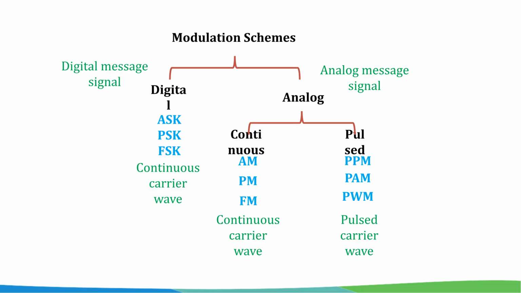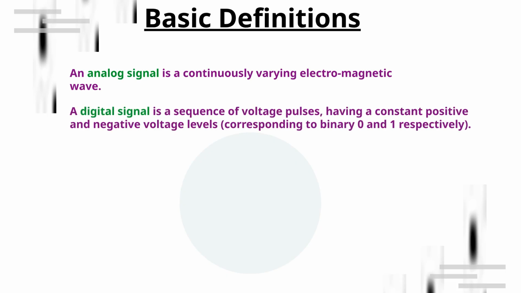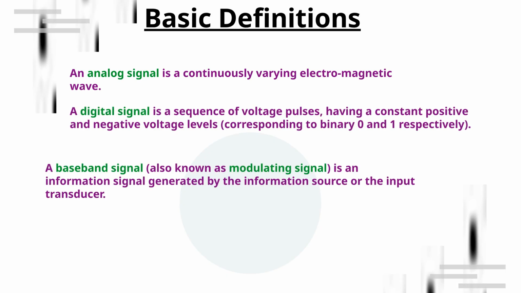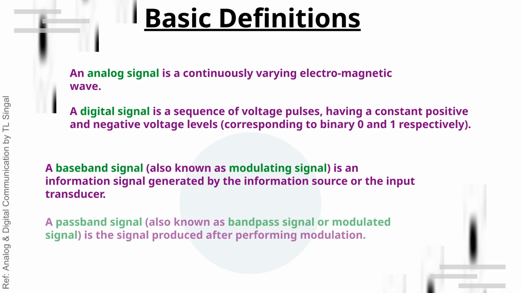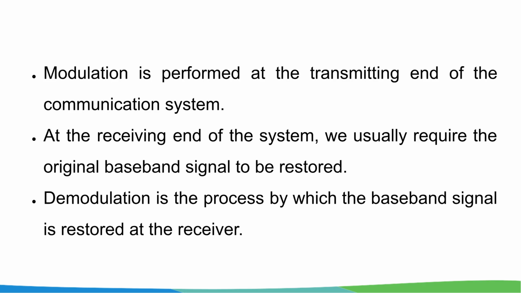Modulation schemes are broadly categorized into analog and digital. Analog modulation includes continuous and pulsed schemes, while digital modulation includes ASK, PSK, and FSK. An analog signal is a continuously varying electromagnetic wave, while a digital signal is a sequence of voltage pulses. A baseband signal is the information signal, and a passband signal is the modulated output. Modulation takes place at the transmitting end. Demodulation, conversely, is the process at the receiving end that restores the original baseband signal from the modulated signal.